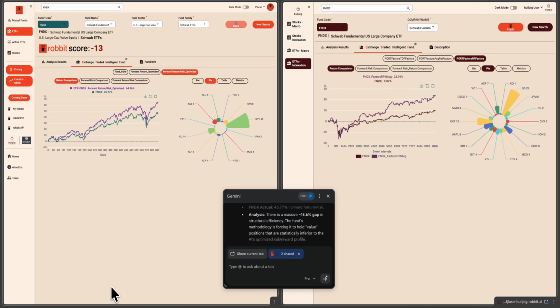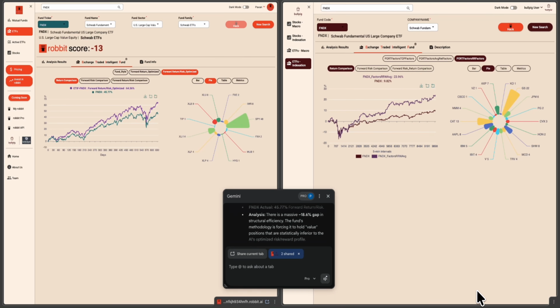The fund's methodology, weighting by sales/cash flow rather than growth potential, is structurally underperforming the AI's optimized risk/reward profile. You are taking on more risk for significantly less return. 2. Tactical Analysis, Bullpig tab. The metric: factor return, momentum. The gap: optimized factors, 23.96%, Bullpig. FNDX actual, 9.82%, Bullpig.